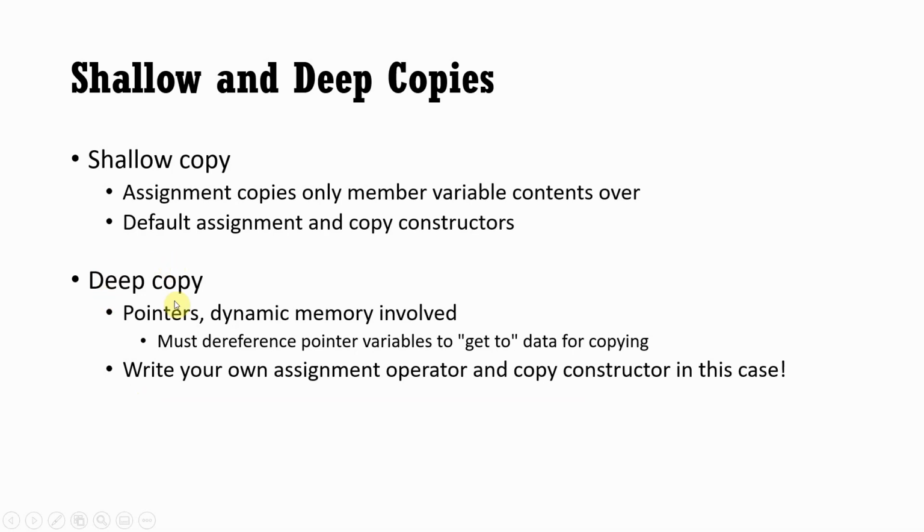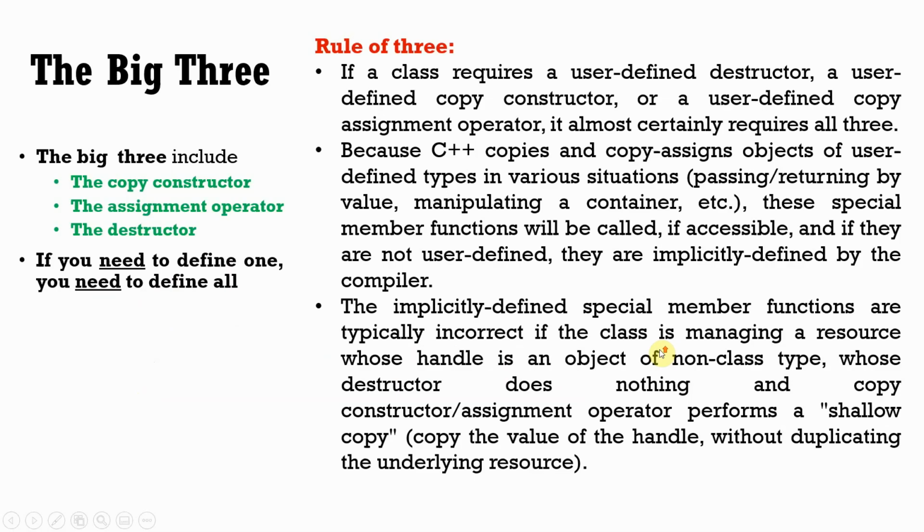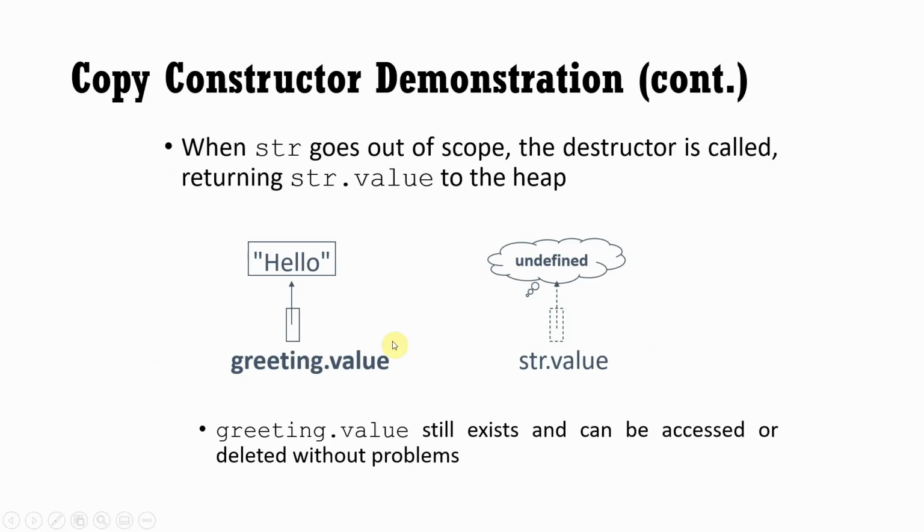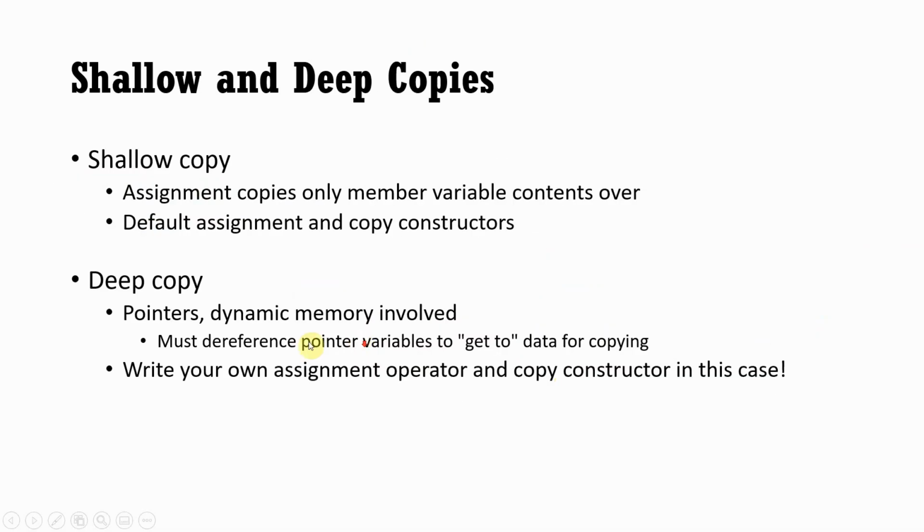So in this case, we need to dereference the pointer variable to get to the data and then copy the data. What do we mean here? It means that if we have this one, we need to dereference this pointer so that we get to this memory, and then copy this array into the array that belongs to this object, right? So this is what this line means. In order to do deep copy, we need to write our own assignment operator and copy constructor.